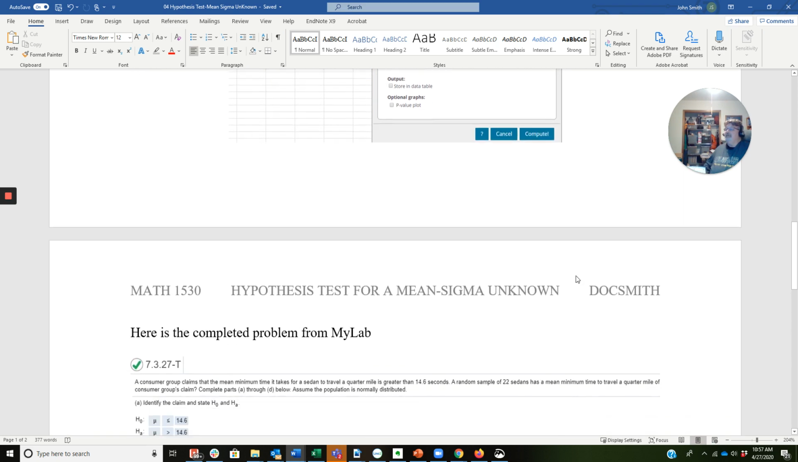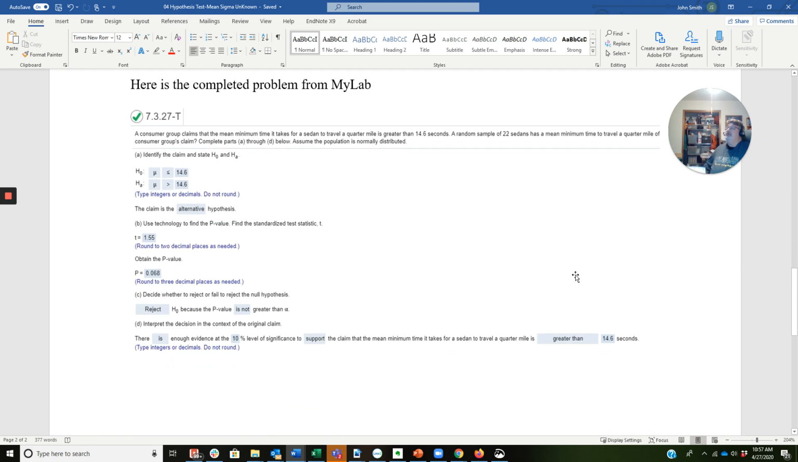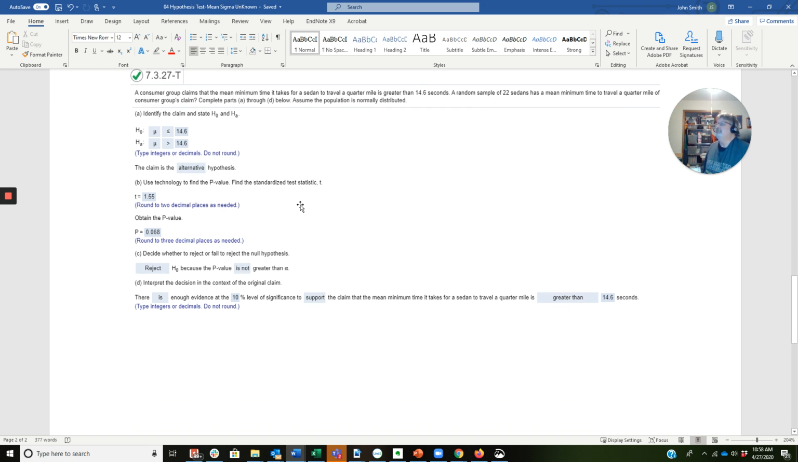So let's go back to our document, and here I've put in the completed problem. Remember, your numbers are going to be slightly different. So let's look at what I have here. The null hypothesis, mu less than or equal to 14.6. The alternative hypothesis is mu greater than 14.6. The claim is the alternative hypothesis. So when I use technology, I find the test statistic T, 1.55. The p-value of 0.068 that we've already seen.